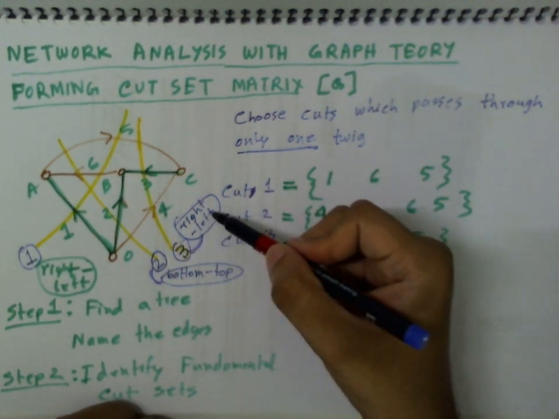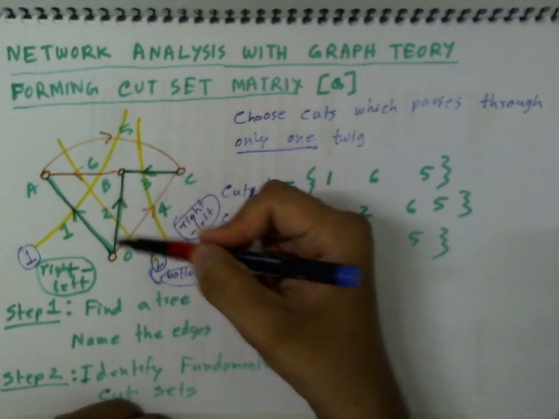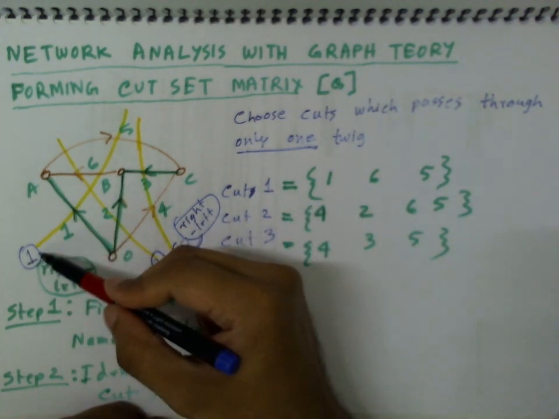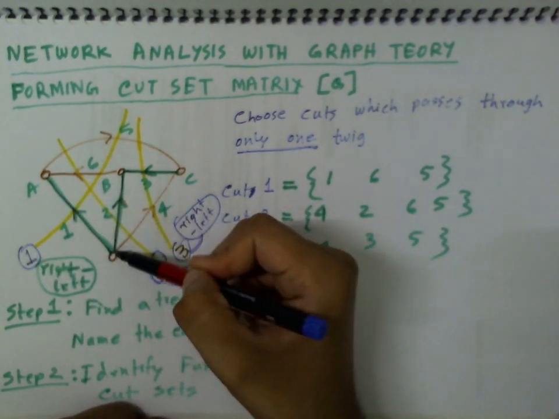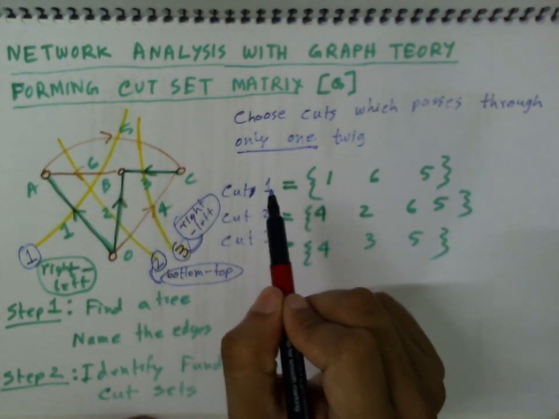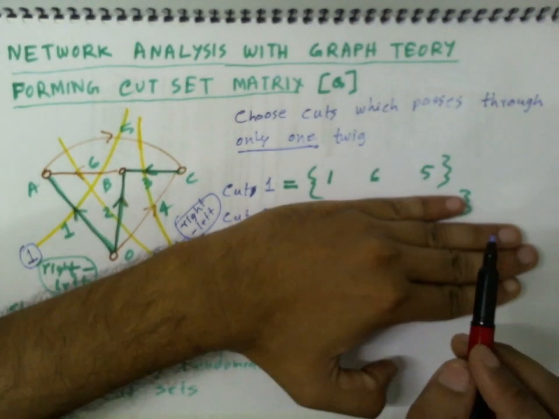Cart 3 goes from right to left. Cart 2 goes from this side to that side, or bottom to up. This one is from bottom to up or right to left, whatever you call it, from this side to that side. Now, let's consider cart 1.